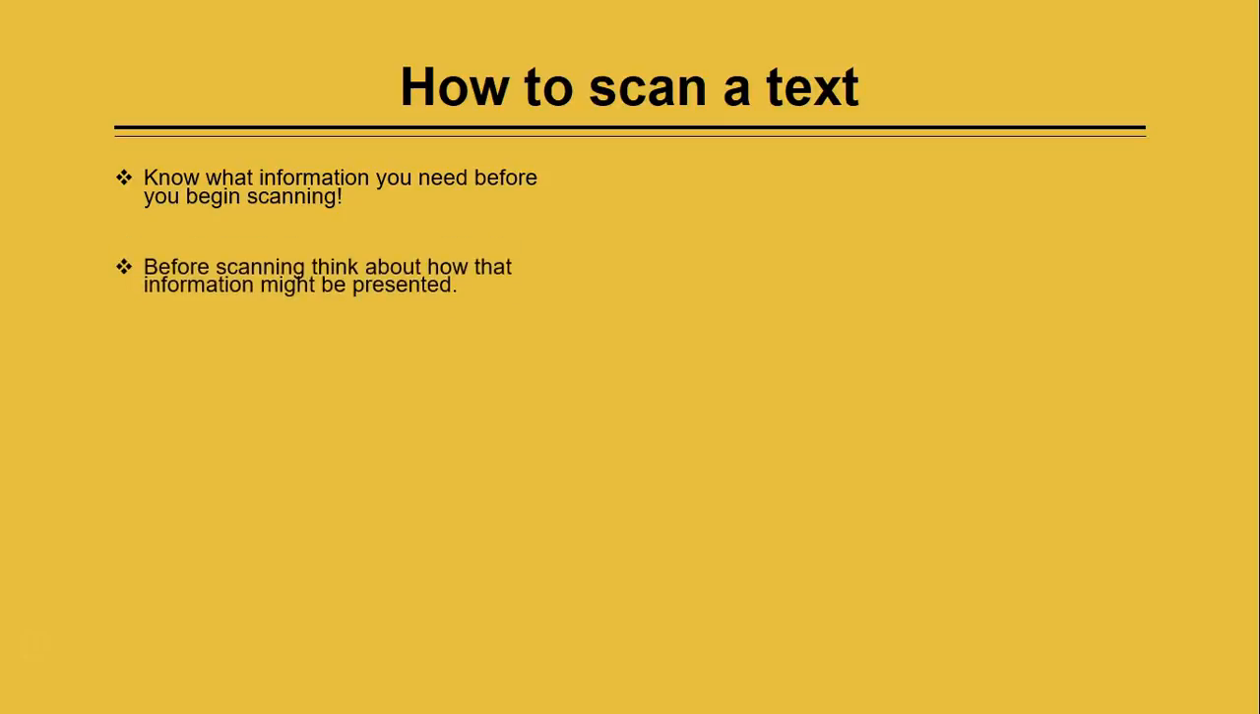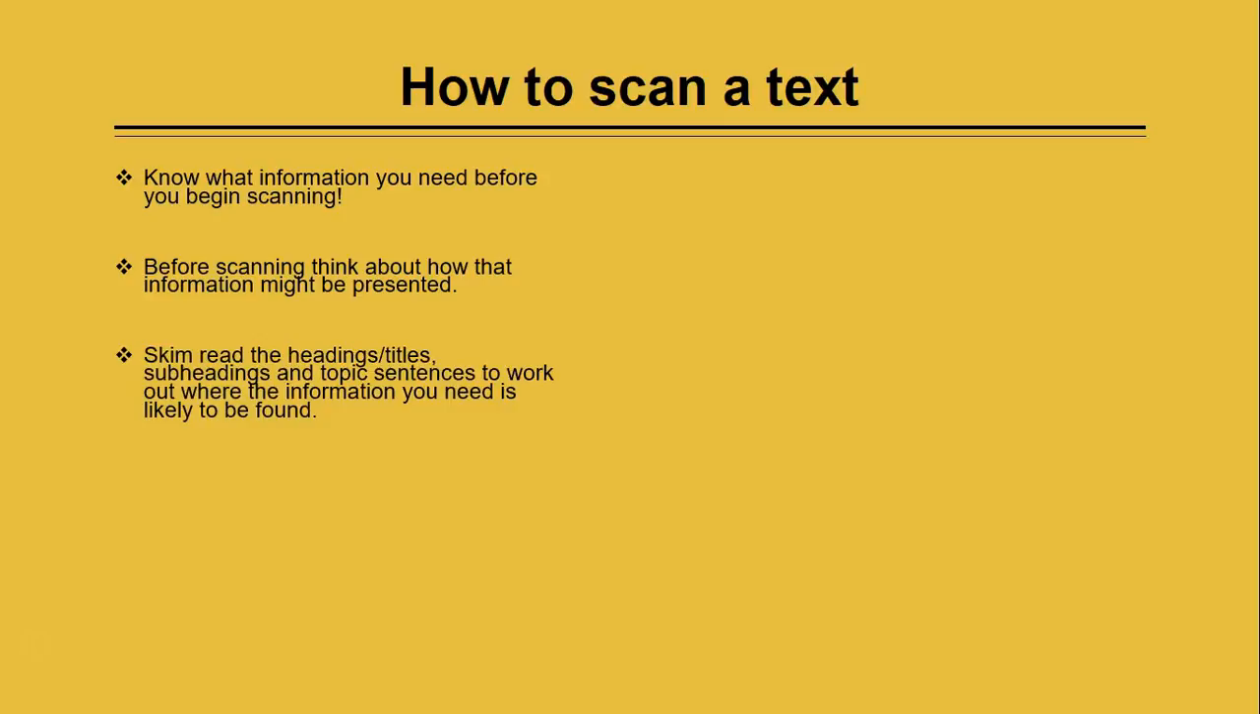Before you begin scanning, think about how the information you're looking for might be presented. Is it going to be in the form of facts and figures? Could it be in a bullet point list? Is it going to be in a passage of descriptive writing? What kind of information are you looking for, and therefore what sort of things do you need to look for as you scan your eye across the text that you're dealing with?